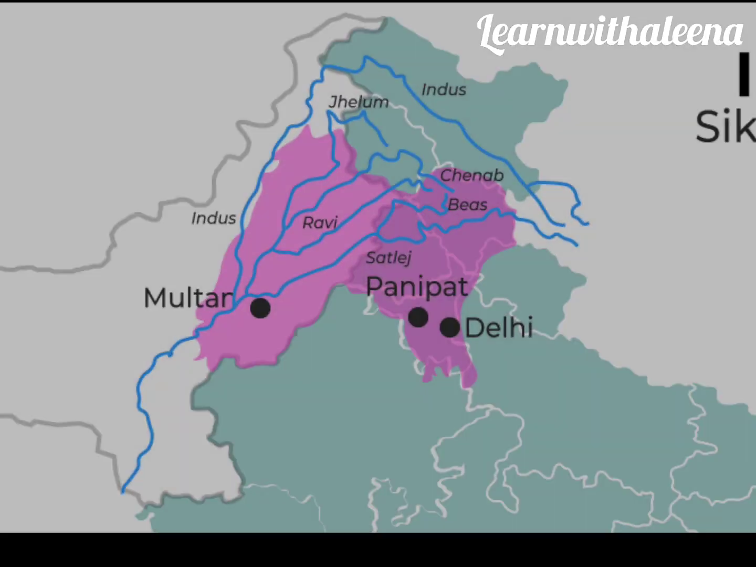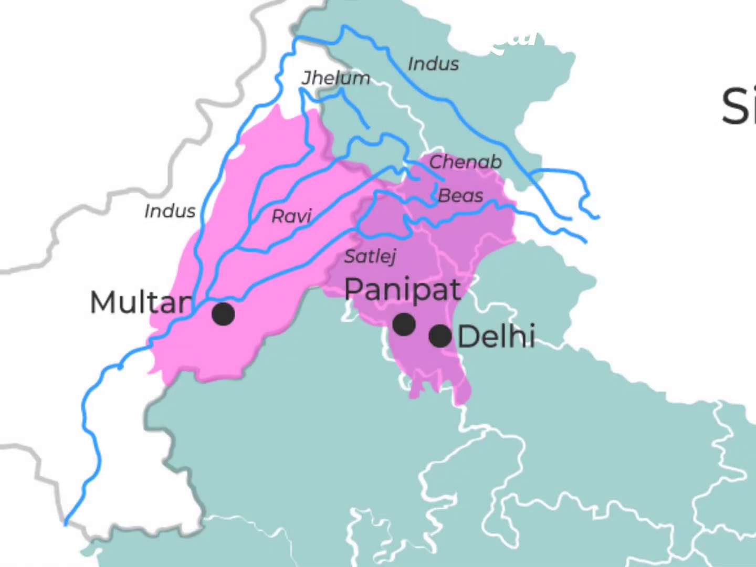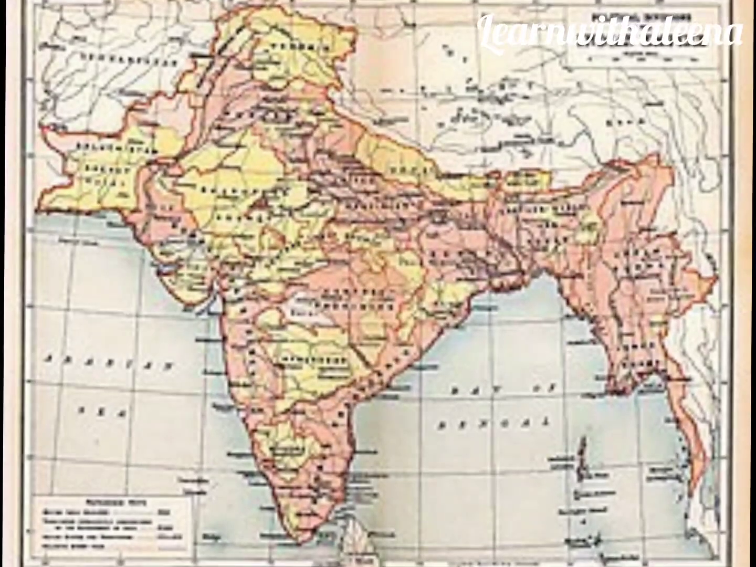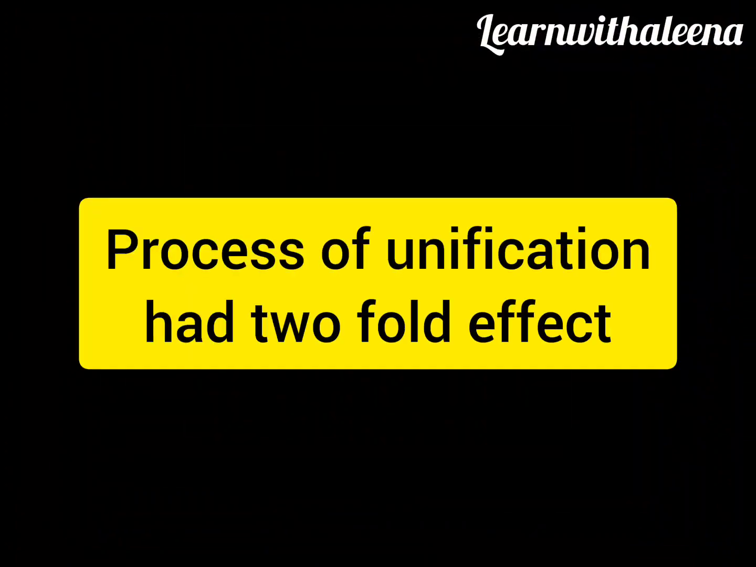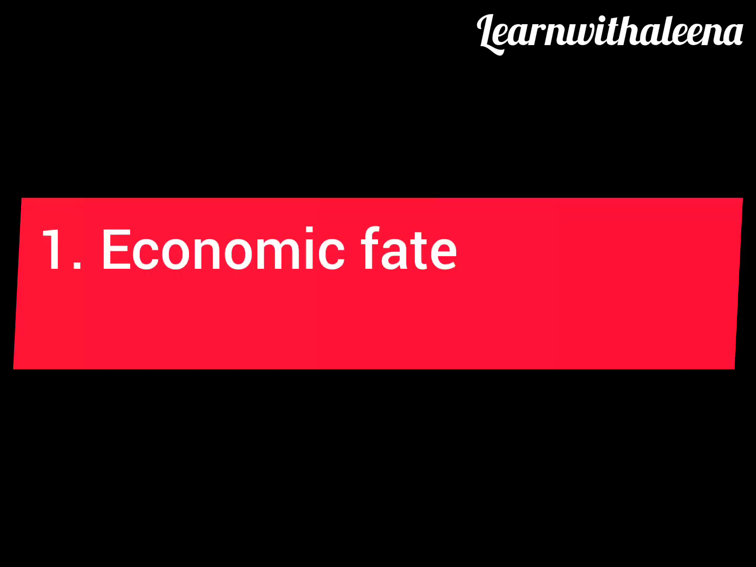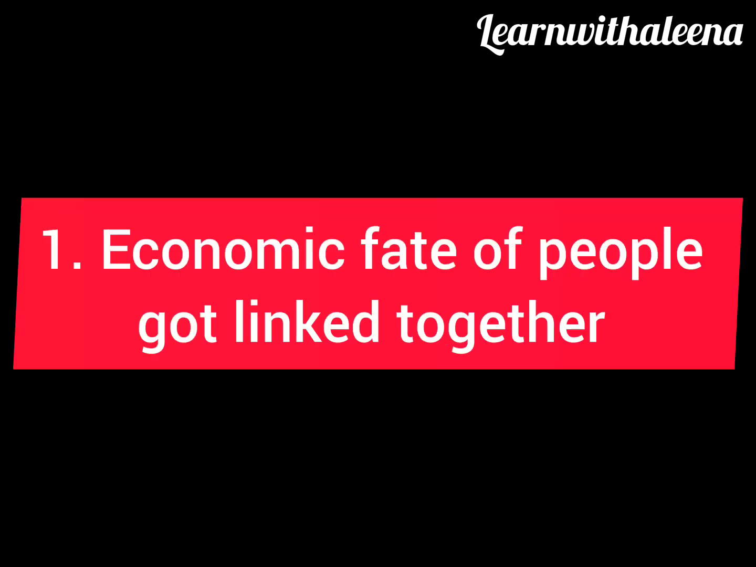The British rule in the Indian subcontinent extended from the Himalayas in the north to Cape Comorin in the south, and from Assam in the east to Khyber Pass in the west. While Indian provinces were under direct British rule, the princely states were under indirect British rule. From the nationalist point of view, this process of unification had a twofold effect. First, the economic fate of the people of different regions got linked together. For instance, failure of crops in one region affected the prices and supply in another region.